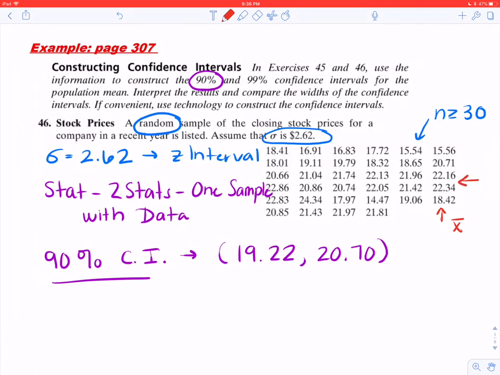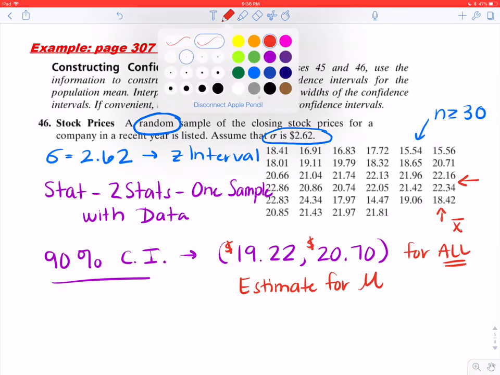The confidence interval, once again, remember it is an estimate for the population mean mu. So X bar, the sample mean, would tell us about just the values in this sample. This interval would tell us about the mean price for all closing stock prices, not just a sample, but for all of them. And this interval says there's a 90% chance that it'll fall somewhere between $19.22 and $20.70.